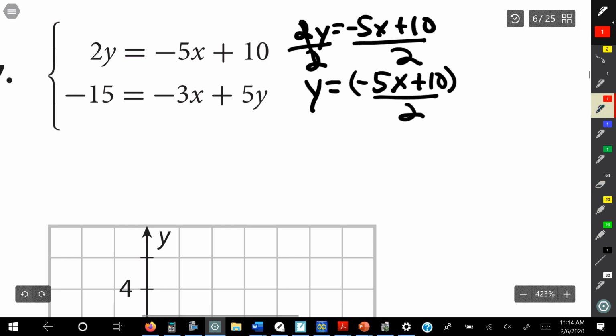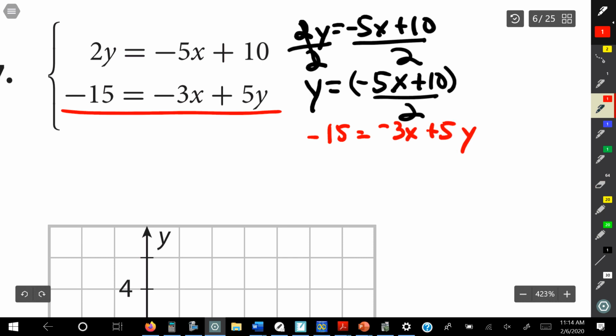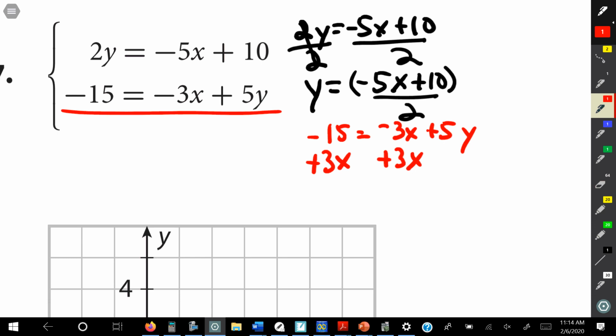Okay, I'm going to explain why I did it this way in just a second, but now I'm going to do the second one here. That's going to be negative 15 is equal to negative 3x plus 5y. And the y is on the right side, so I'm going to move the negative 3x over and then flip it at the end. So I'm going to add 3x on both sides. That's going to give me negative 15. Actually, I'm going to put the positive 3x first.